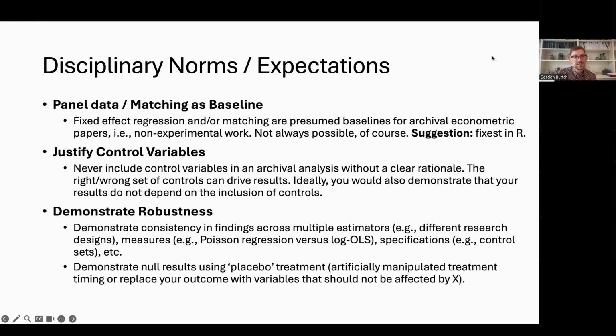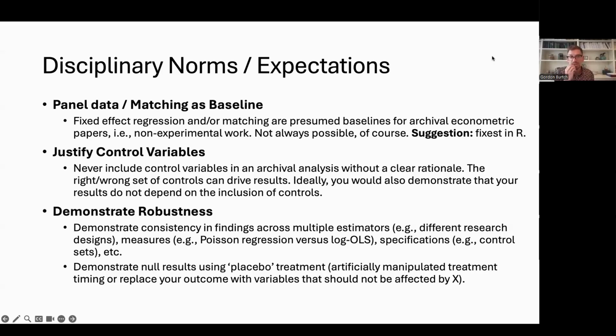So, the first is panel data and matching are kind of a baseline. I understand it's not always the case that you're going to have time series data. But if you don't, and you don't have some other credible research design that helps you, like a regression discontinuity or a valid instrument, then you're going to get into trouble with people because you're going to be in the world of matching, and there's nothing else you can do except matching. And people are very likely to be unconvinced.